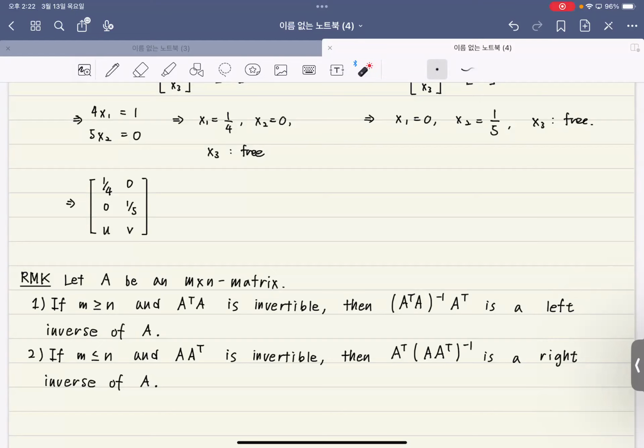Why is that? Because if you multiply this by A, so you put A on the right, then everything is simply A transpose A inverse times A transpose A. So it's going to be identity, right? And for the same reasoning, if A is a wide matrix, and if this is invertible, then this is going to be the right inverse of A. Okay, so this is very useful to know.